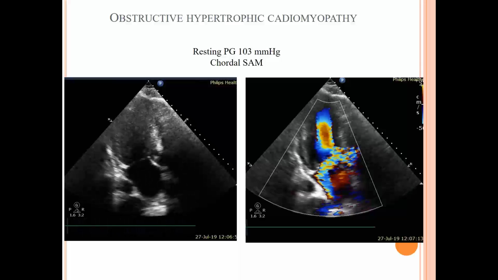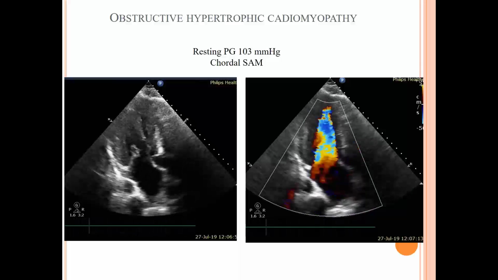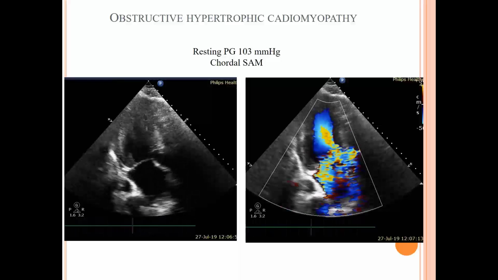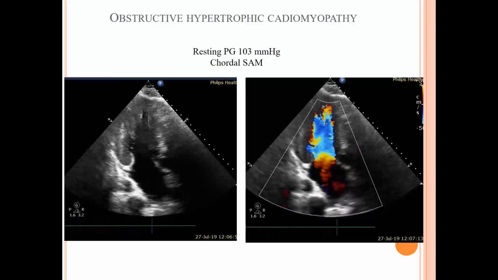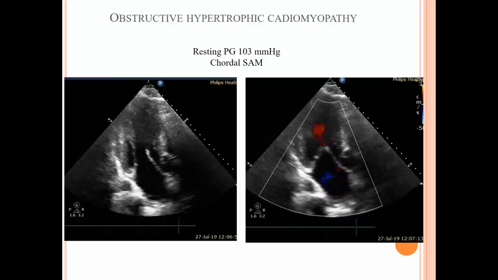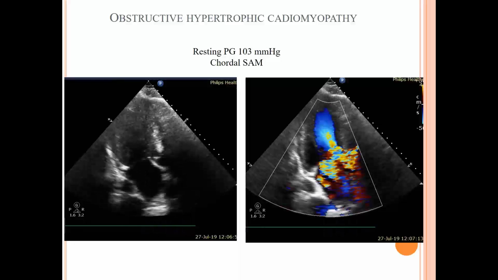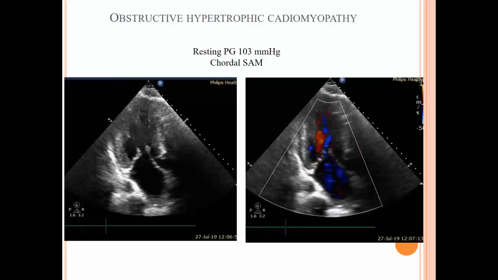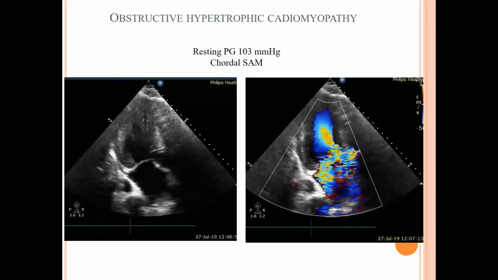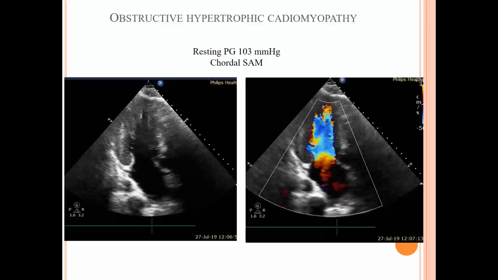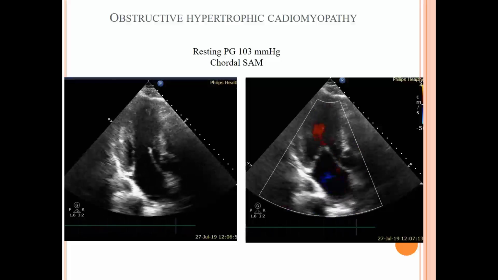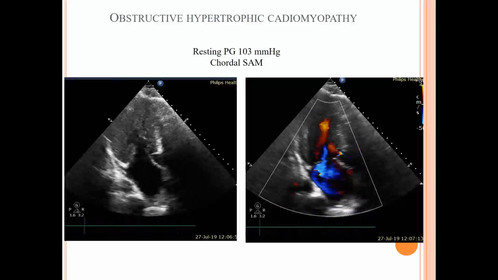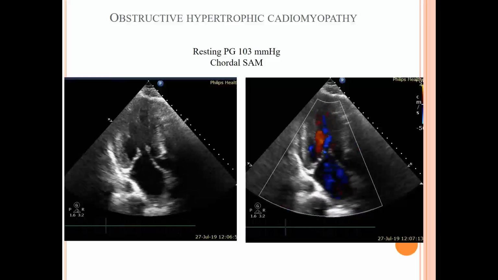This is the apical long axis view of the same patient with obstructive hypertrophic cardiomyopathy. The pressure gradient across the LVOT was 103 millimeters mercury, and on displaying the color, you can see severe eccentric mitral regurgitation. Please beware not to contaminate the LVOT gradient with the mitral flow, or else we are not going to be accurate. There is SAM and there is chordal SAM as well.